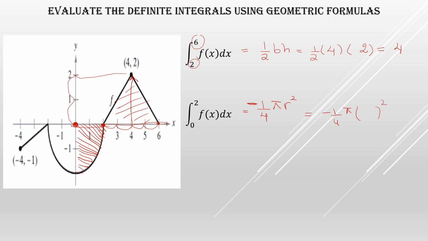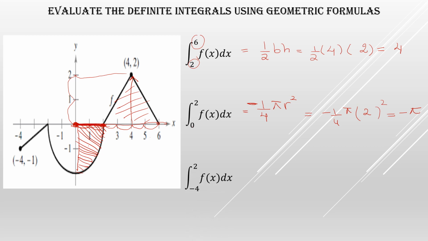So you know that this is the radius 1 and 2 because this is the radius. Either you go on the right side, you have 2 boxes. If you go downwards, also you have 2 boxes. So the radius is 2. So the answer, if you just calculate, your answer will be negative pi.